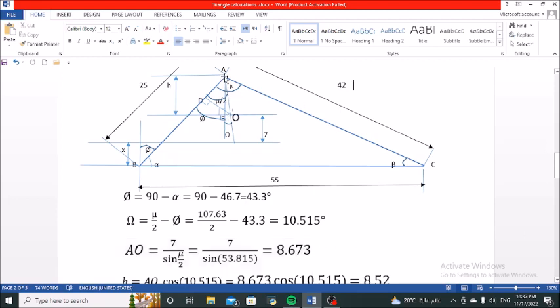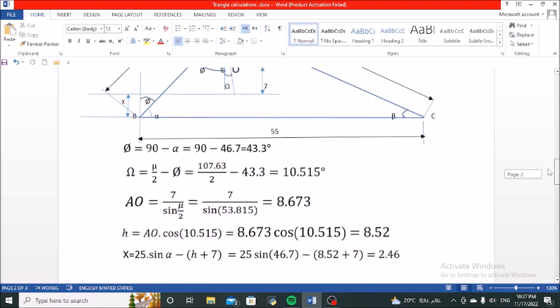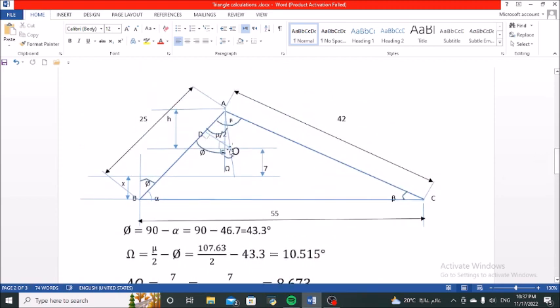To obtain AE, which is the perpendicular distance, now we start to reach what we want. We have AO cosine omega. We obtain the distance AE, which is the perpendicular distance from A to E. Here it is: AO cosine 10.515 equals 8.673 cosine 10.515. We obtain 8.52. A very small difference between AO and H. H is equal to AE.